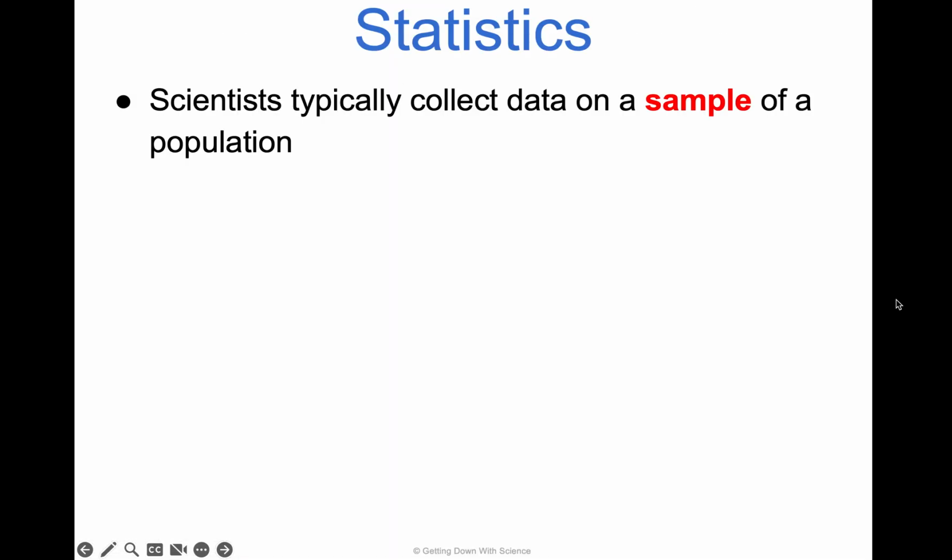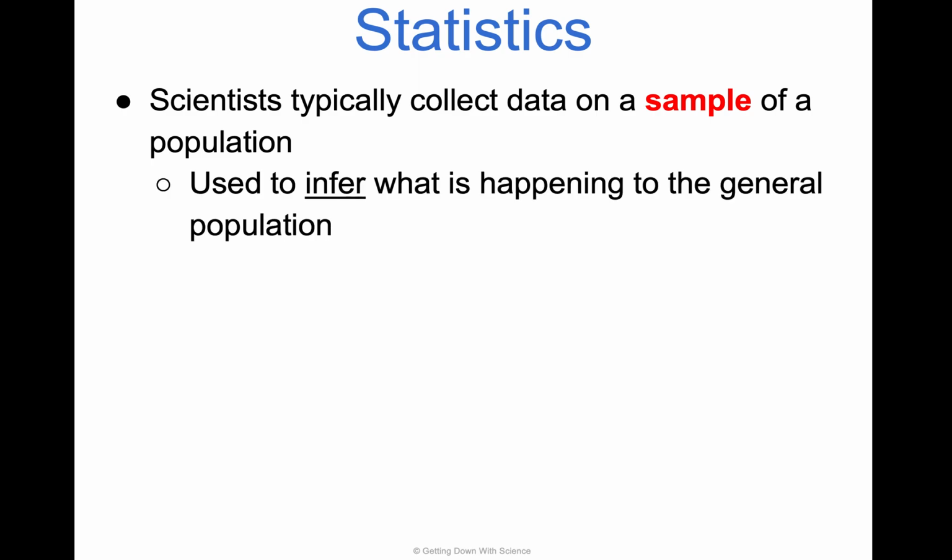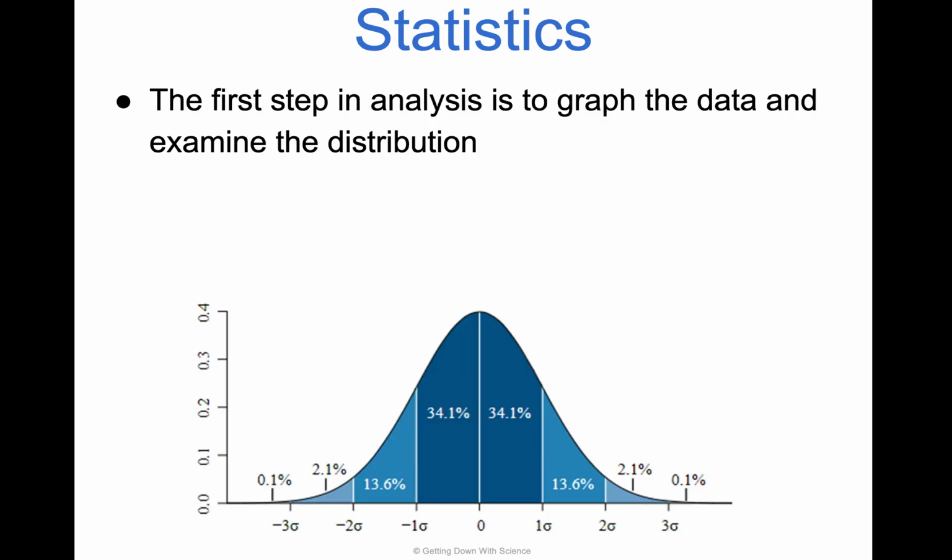Introduction to statistics. So we use statistics a lot in this class. Scientists typically collect data on a sample of the population. We use that to infer what's happening in the general population. So, for example, we can't go around and measure every tree in the world. We pick a sample of that, and we're able to infer what's going on in that population.